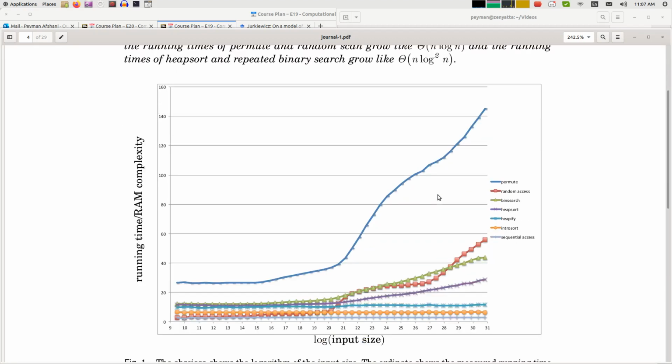This is quite surprising, right? First of all, we can see that something funny is happening. This is running time divided by RAM complexity. So we take the running time and divide by the running time that we think the algorithm should have. If it's an n log n algorithm, we divide by n log n. If it's a linear time algorithm, we divide by n. In other words, if our theory is 100% correct, we should see just a bunch of horizontal lines, essentially constant functions. But that's not what we see.